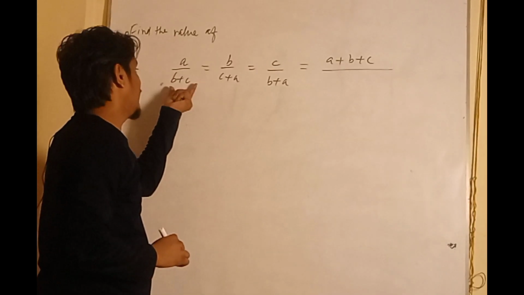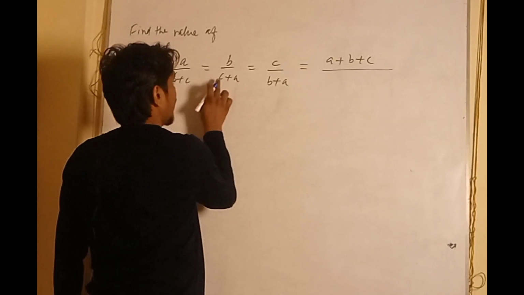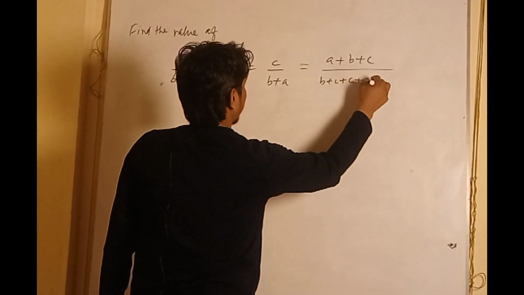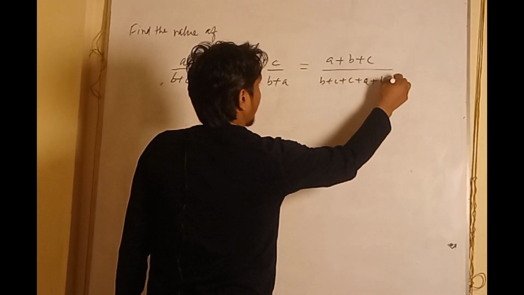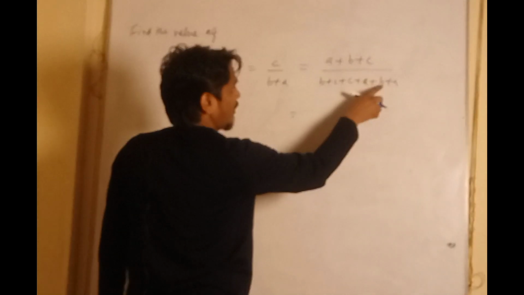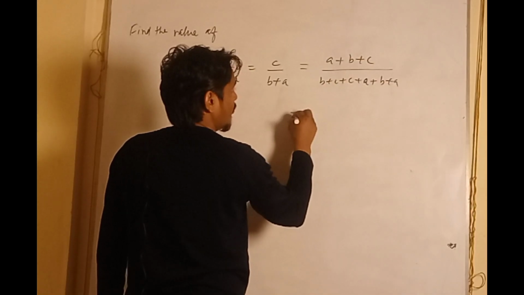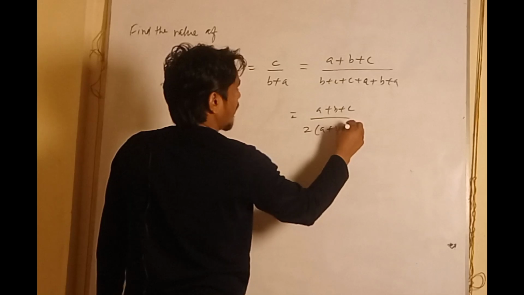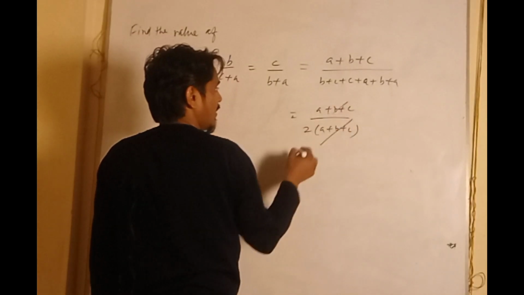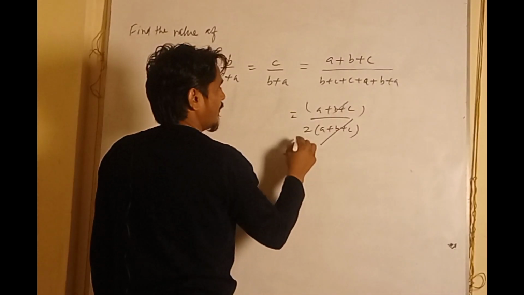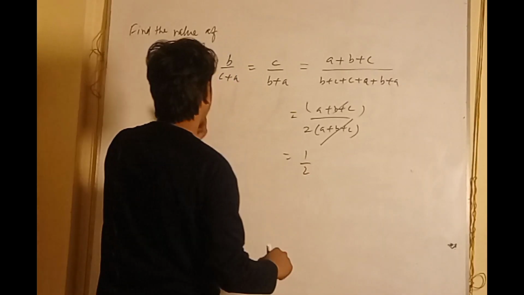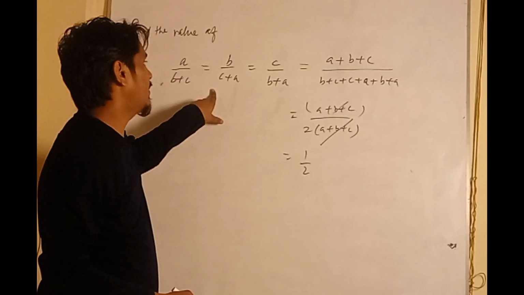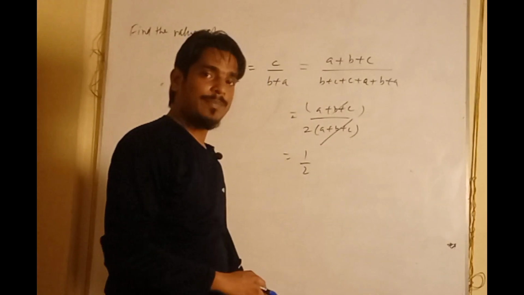Divided by these sums: b plus c plus c plus a plus a plus b. So this is nothing but b 2 times, a 2 times, c 2 times. So we'll get in the denominator 2 times of a plus b plus c. So a plus b plus c gets cancelled. We end up with numerator 1, denominator 2. So all these fractions are equal to 1 by 2. A by b plus c is equal to b by c plus a is equal to c by a plus b.